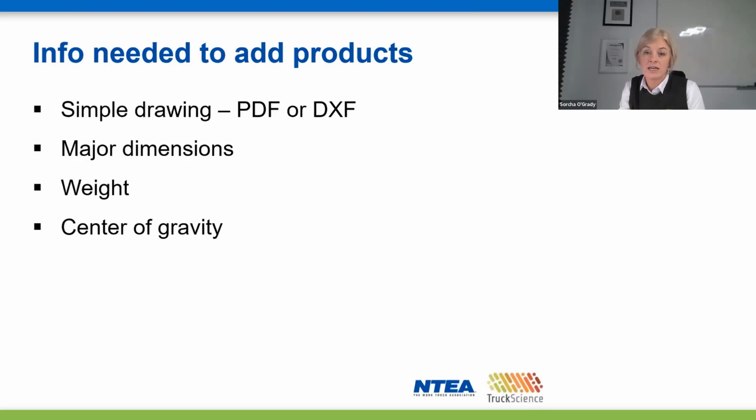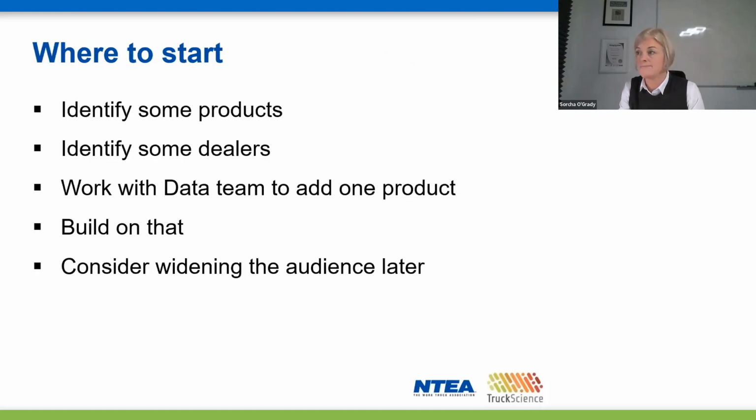Most of the information we need to add a product to the library is already provided on standard spec sheets. Where some is missing, we normally work with you to estimate it or scale dimensions from drawings, etc. All we need to add a product is a very simple drawing in PDF or DXF format usually, the major dimensions, length, width, height, a weight, and a center of gravity point. And that's it. So if you're a fleet engineer or upfitter, you can reach out to your body and equipment manufacturers to ask us to add their products. You can reach out to them on your behalf, or you can use existing relationships to help get the specs.